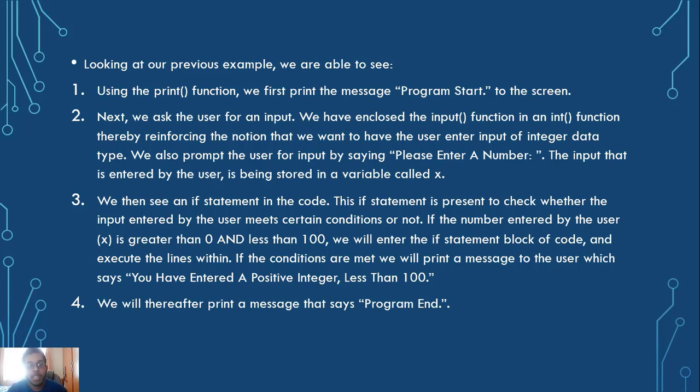Number 3, we then see an if statement in the code. This if statement is present to check whether the input entered by the user meets certain conditions or not. If the number entered by the user, x, is greater than 0 and less than 100, we will enter the if statement block of code and execute the lines within. If the conditions are met, we will print a message to the user which says, you have entered a positive integer less than 100. Number 4, we will thereafter print a message that says program end.